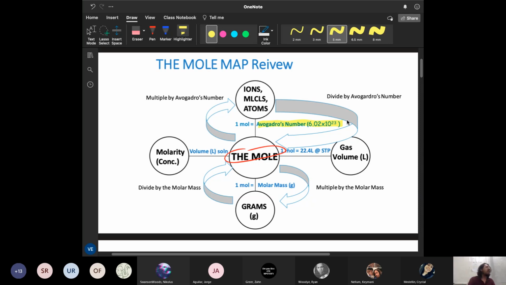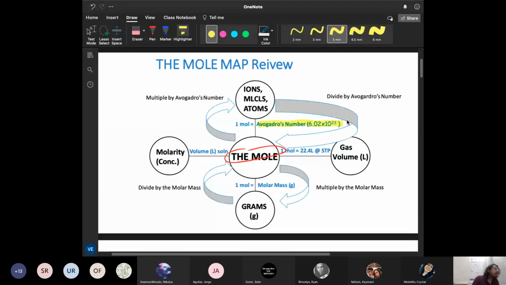So if a dozen means 12, 1 mole means 6.02 times 10 to the power 23. Okay, so 1 mole of carbon, 1 mole of plutonium, 1 mole of sodium chloride, they will have the same number of particles or atoms.